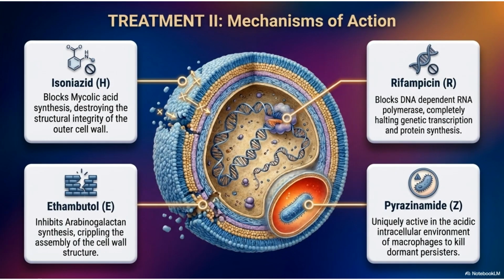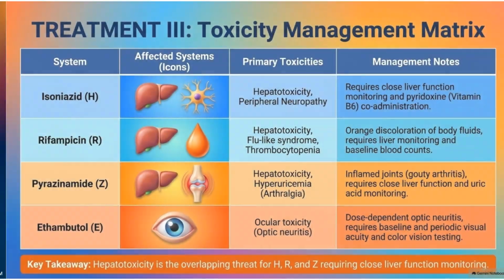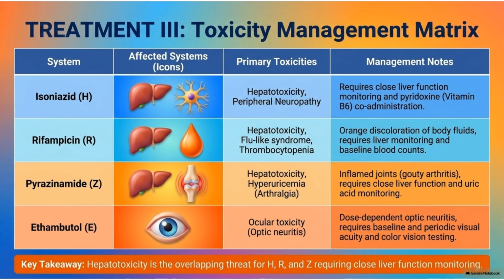The efficacy of TB treatment relies on the specific mechanisms of action of these first-line drugs. Each medication targets different bacterial processes, from blocking cell wall synthesis to halting genetic transcription, working together to systematically destroy the infection. Effective TB treatment requires careful management of drug toxicities.